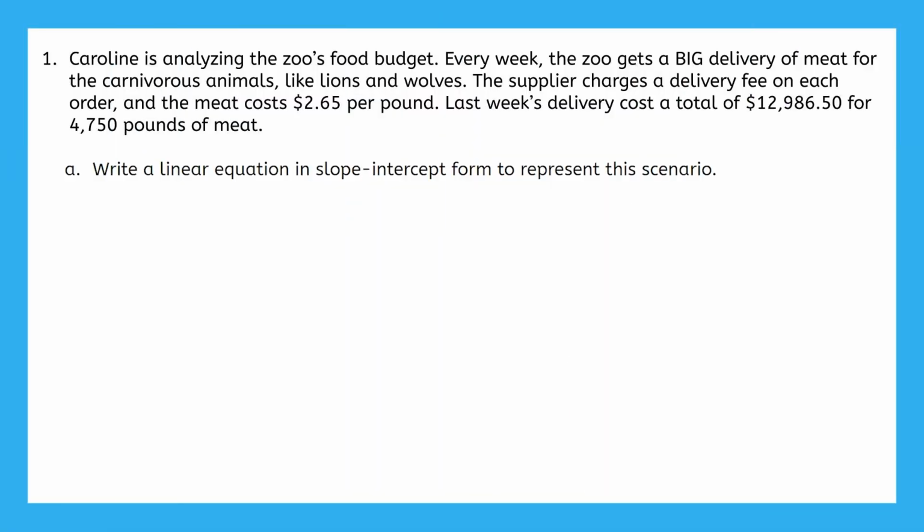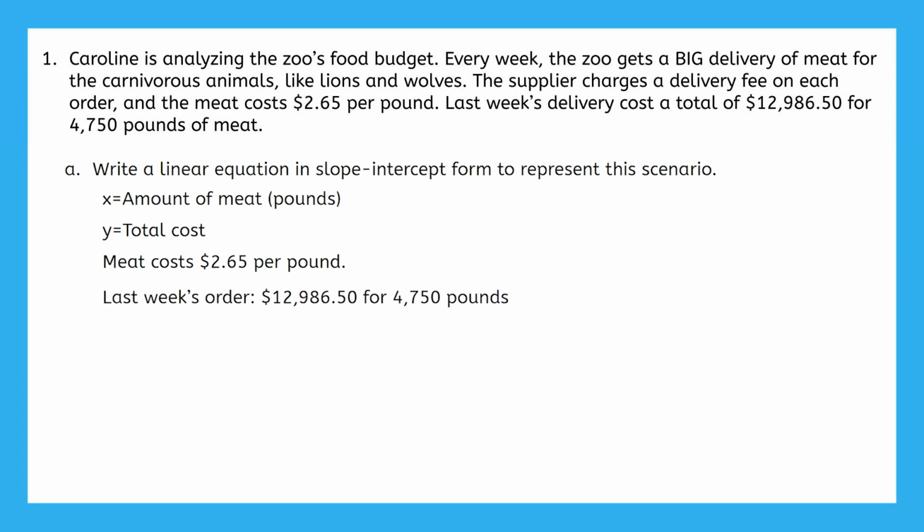Here's the full text of the problem we've been investigating. First, we need to write a slope-intercept equation to represent this. We know that x represents the pounds of meat, y represents the total cost of the order, and meat costs $2.65 per pound. And that last week's order cost $12,986.50 for 4,750 pounds of meat. Do you see anything in here that might be a slope or a y-intercept?